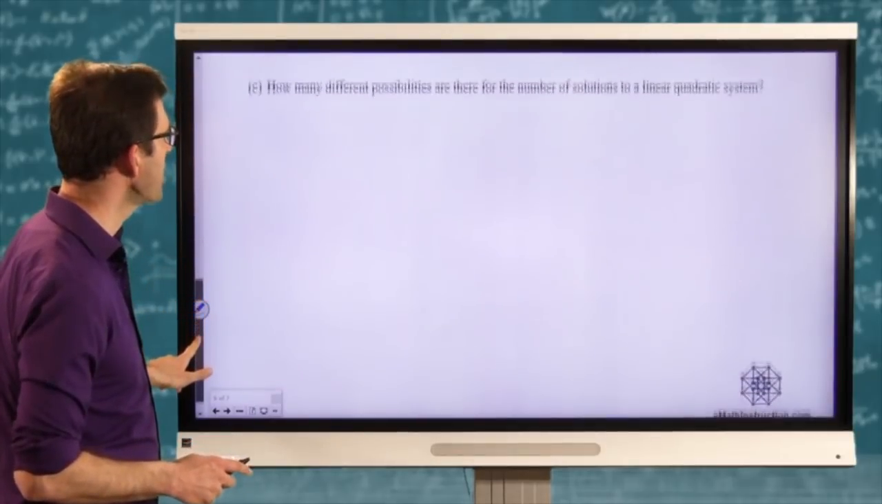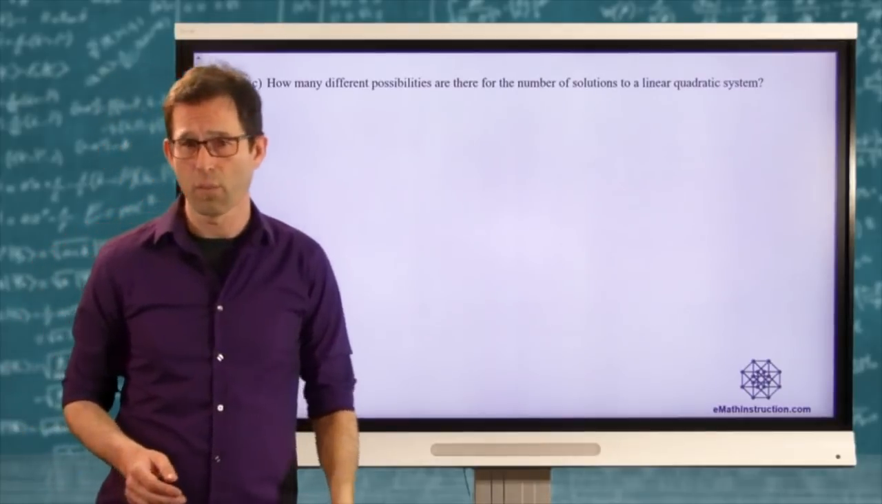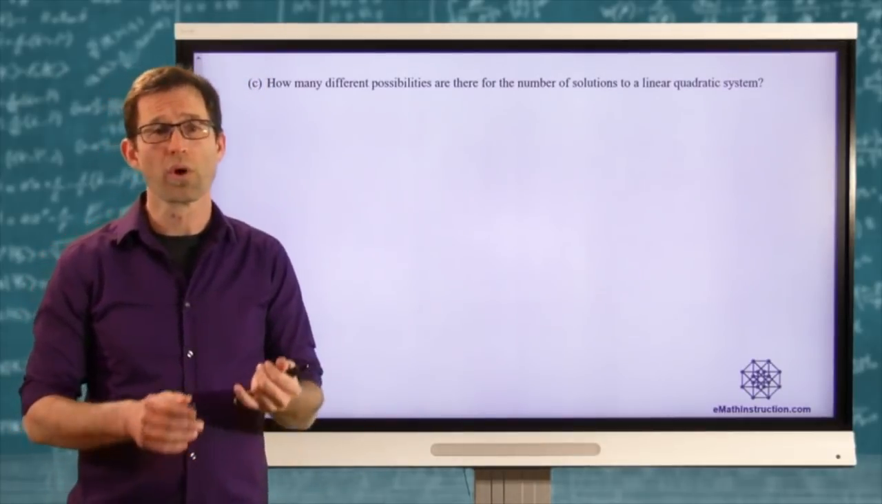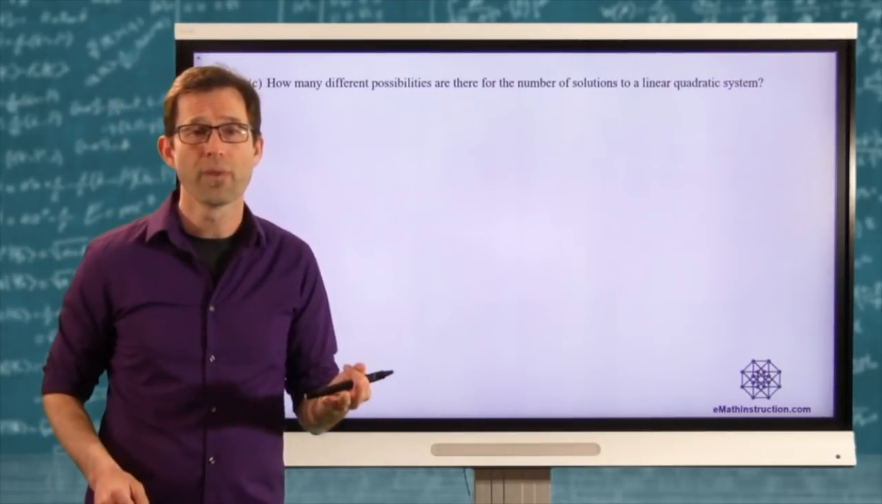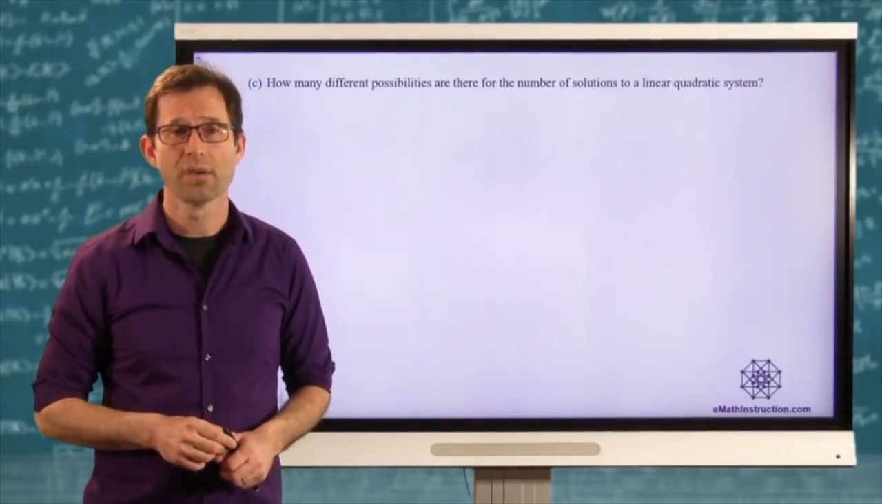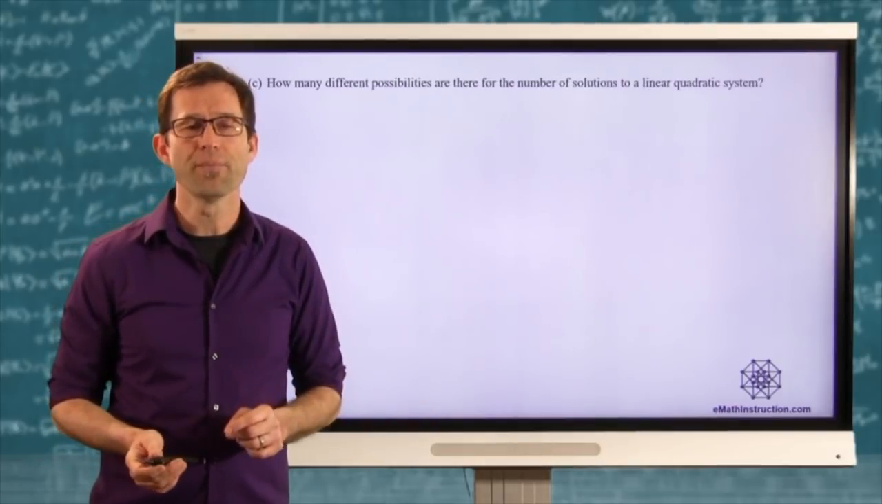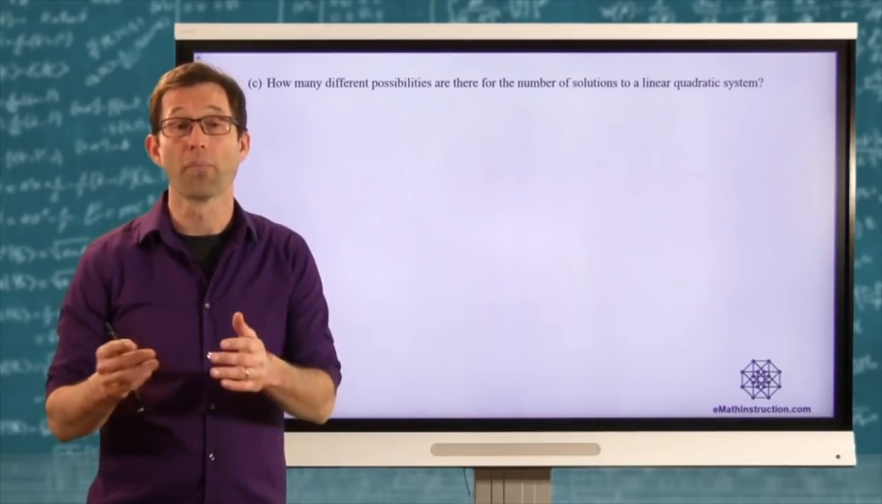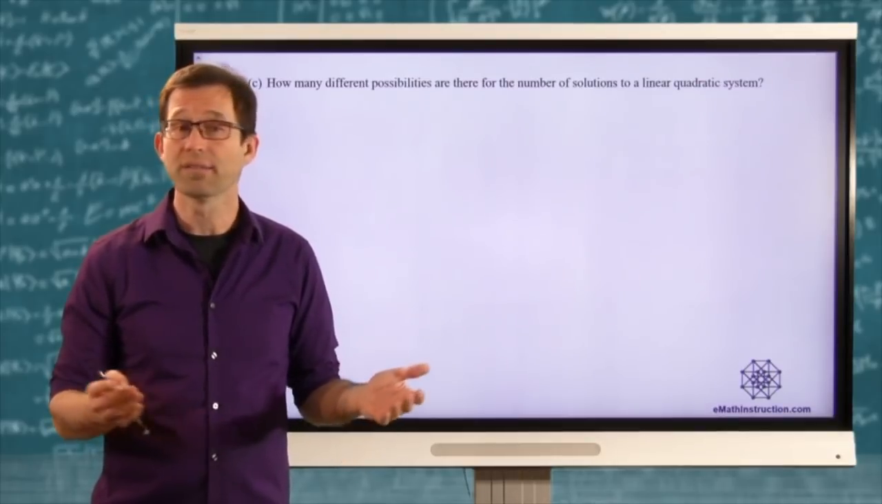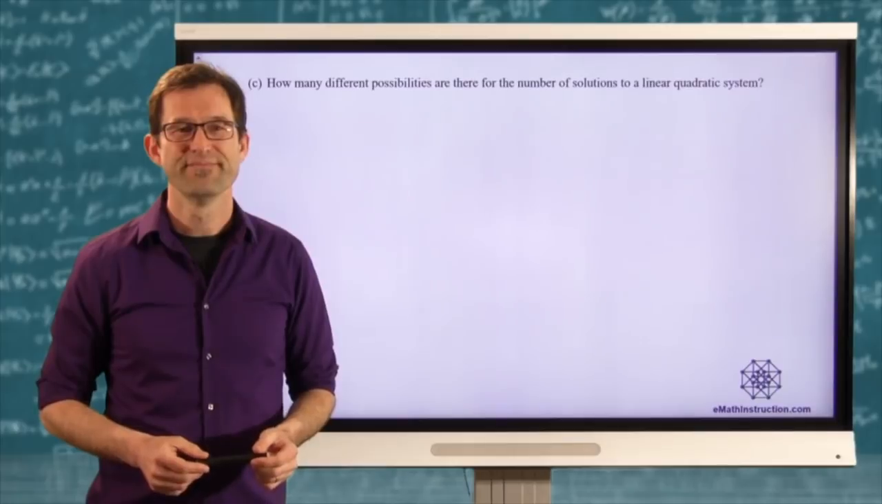Letter C asks, how many different possibilities are there for the number of solutions to a linear quadratic system? So far we've seen that we could have 2 solutions. Those were exercises 1, 2, and 3. And we also saw that you could have 1 solution. That was this exercise. Is that it? Are there any other possibilities? Think about it, and it's especially helpful to draw parabolas and lines and see how many times they can cross. Think about it for a bit.